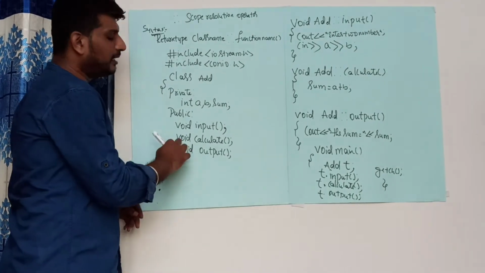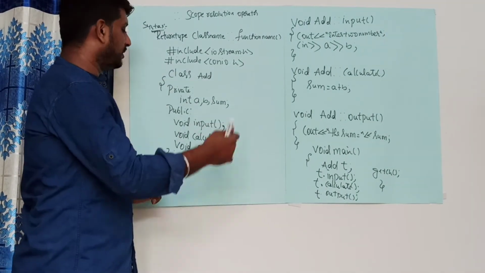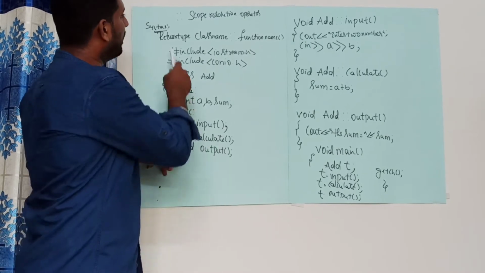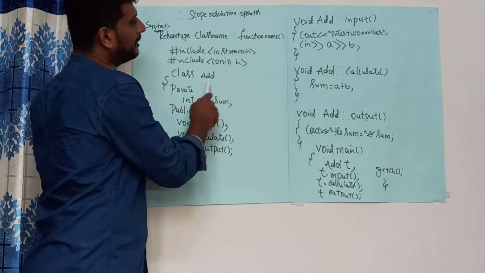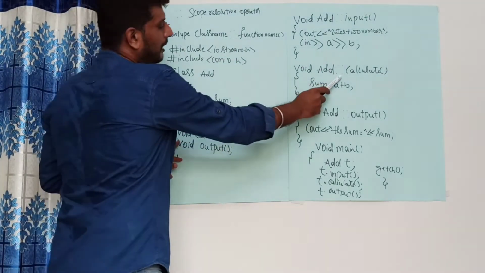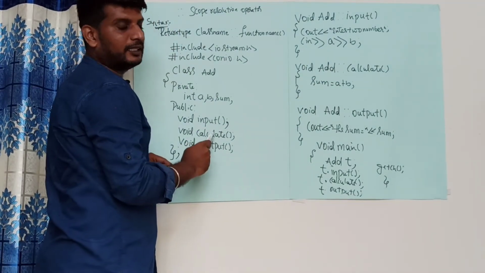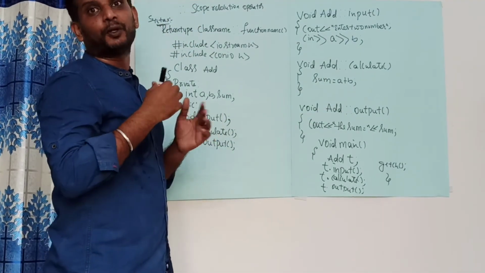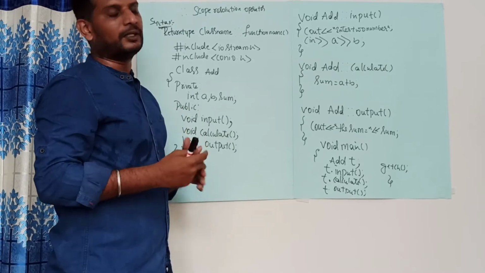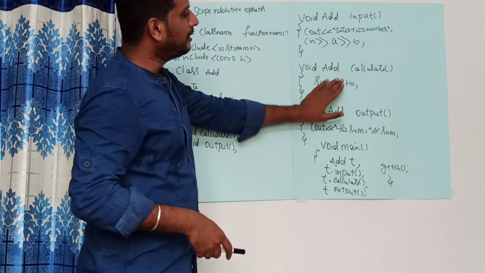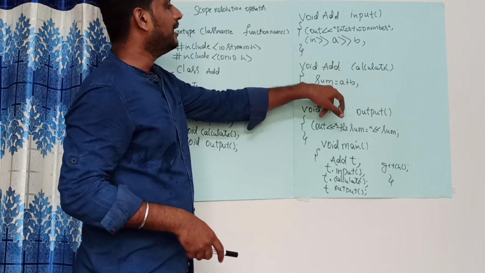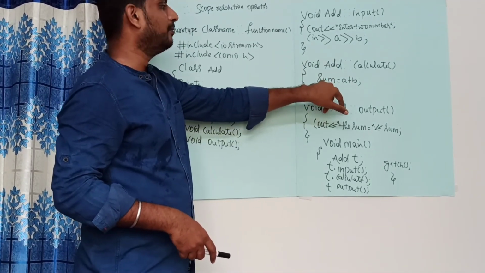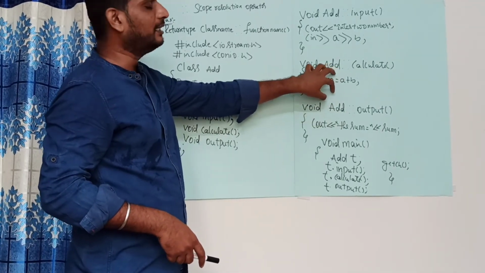Next, I have to go for the next function. I have to define it outside the class. The function name is calculate. So the return type is void, the class name is add, scope resolution operator, and then the function name is calculate. Next, I have to process. So I have to find the sum of two numbers. I am adding both the input variables a and b, and I am storing it in another variable called sum. So sum will be the output variable. The result will be stored in this.